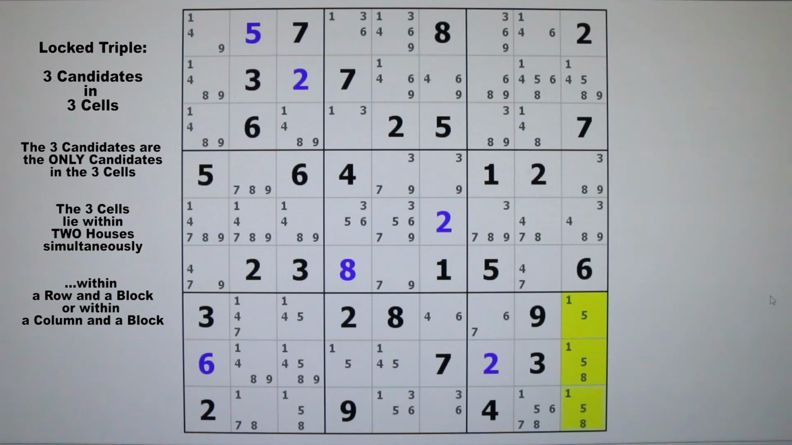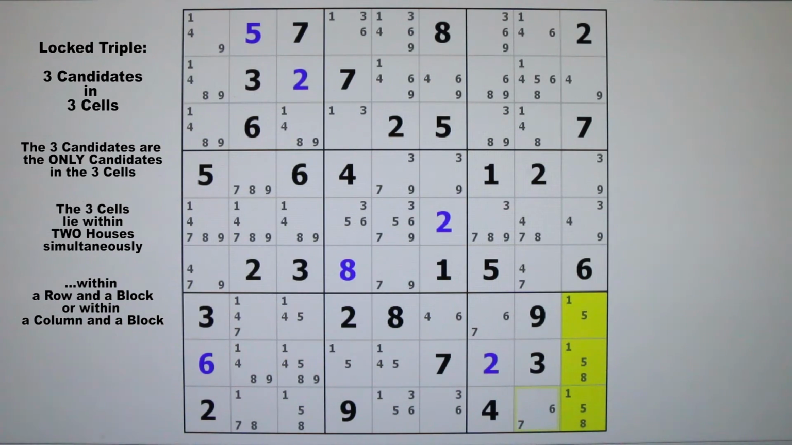Here we have a naked triple of 1, 5, and 8 that lies in column 9 and block 9. So we can eliminate the 1 and the 5 and the 8s. And in the block, we can eliminate the 1, the 5, and the 8.